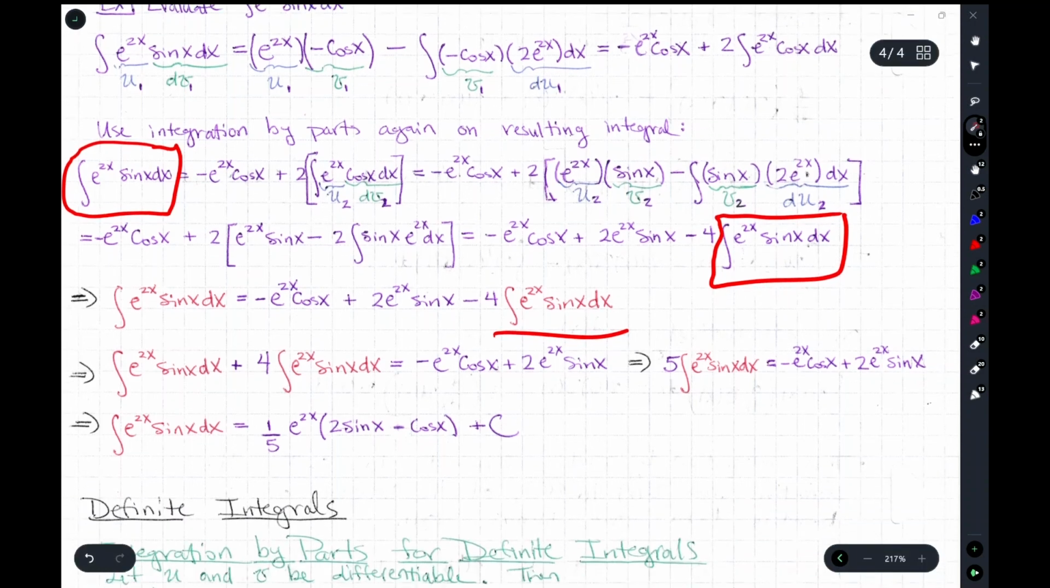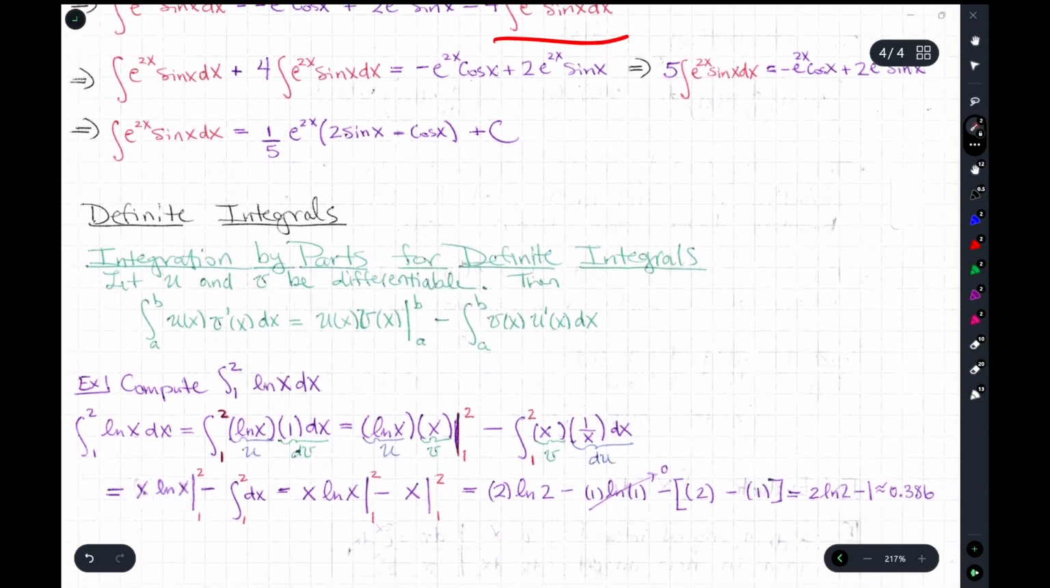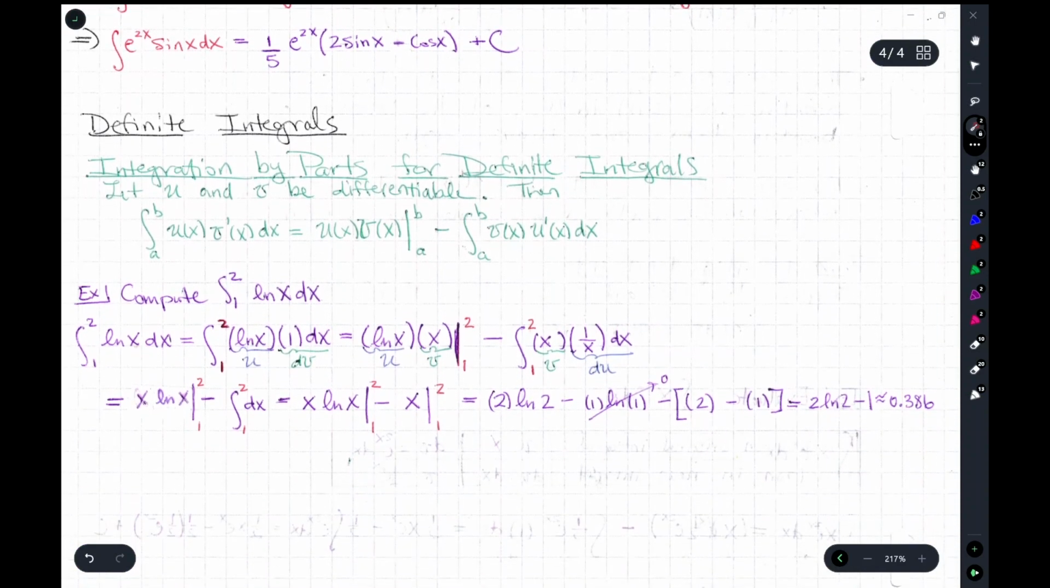Okay, well, what about if we have a definite integral? It works very similarly. We end up with the same form of the formula, except now we have bounds, a, b there. All right, so let's do this integral, natural log of x from 1 to 2.